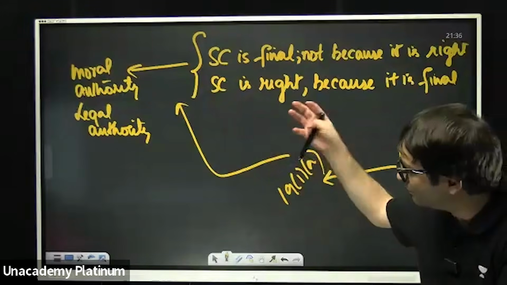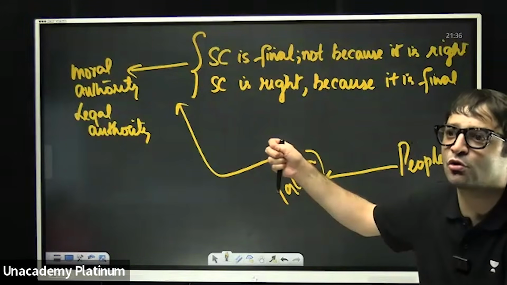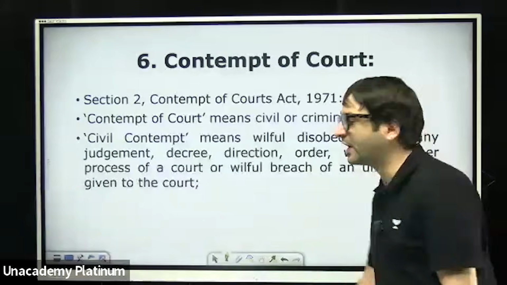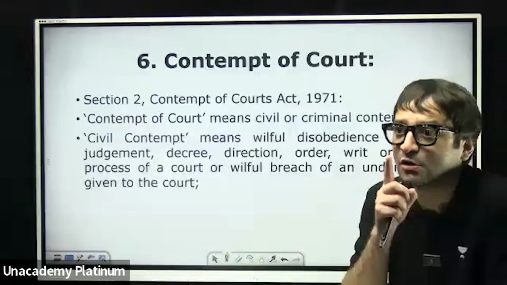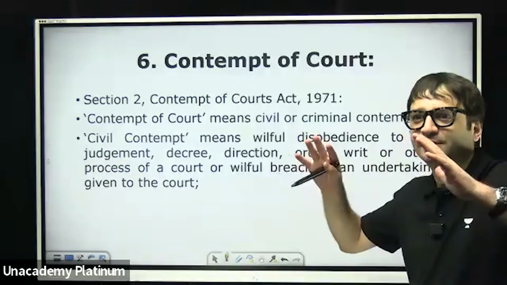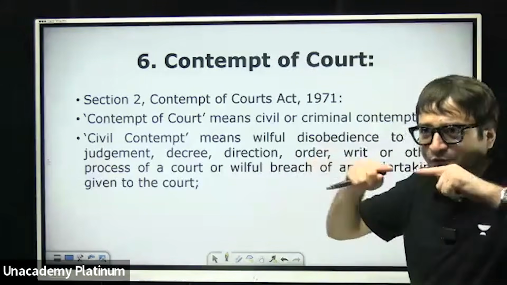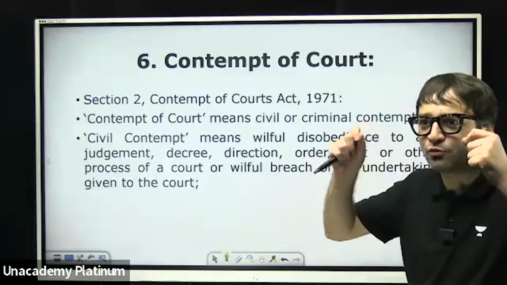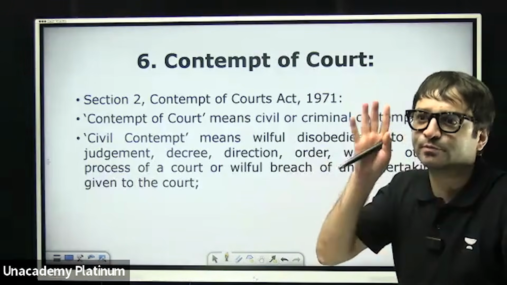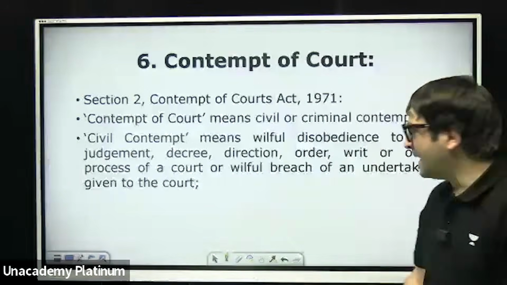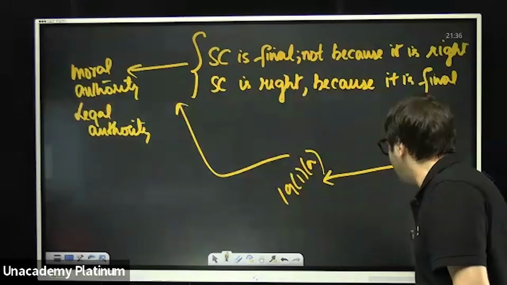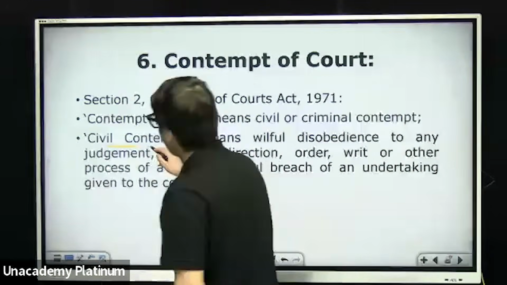That is why, to ensure the moral authority, the legal authority of the courts in this country, judiciary in this country has been given the power that you can punish those who are committing contempt of you. You don't have unrestricted free speech. Because through this free speech, if you are bringing Supreme Court or courts into disrepute, we are going to punish you. And this contempt is of two types. First is civil contempt.